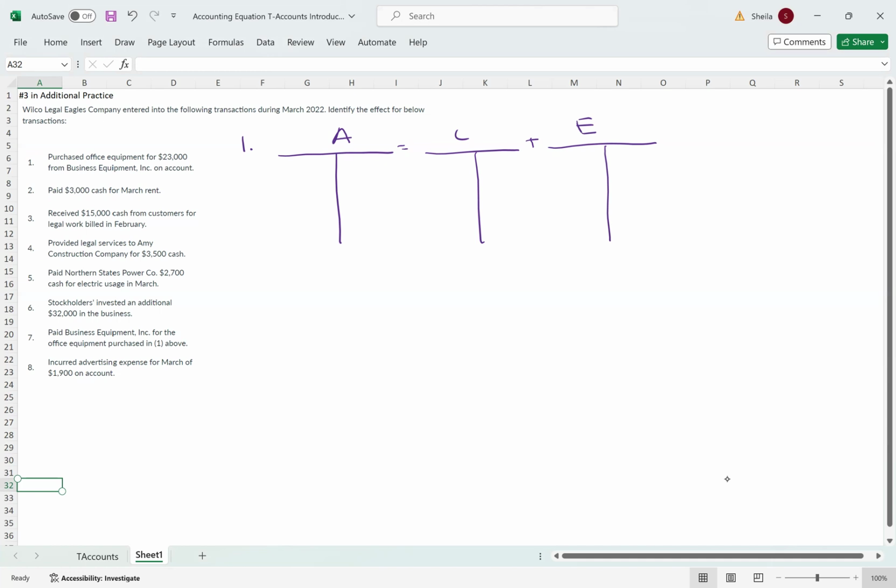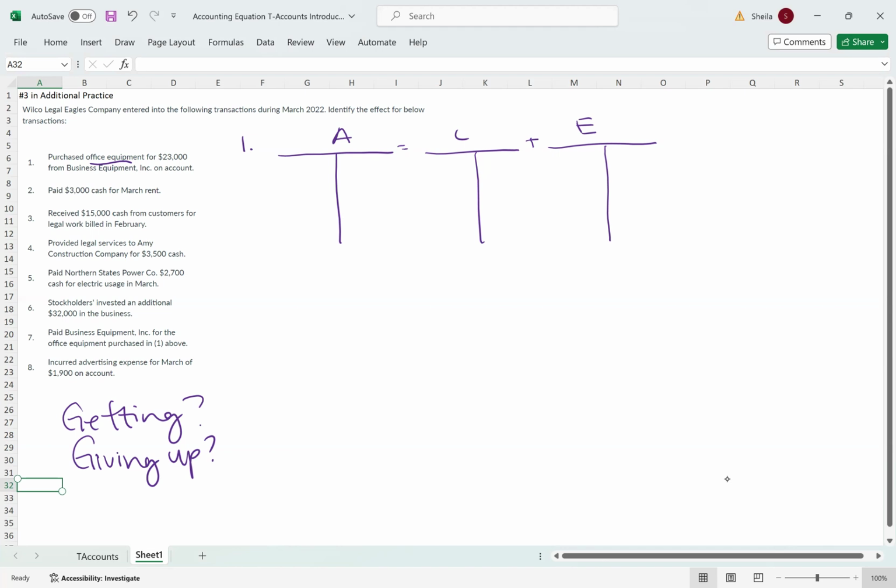So as we work through this, as you're looking at questions, let's remember the double entry system, identify at least two things that are happening. I'd like to ask, what are we getting? What are we giving up? Okay, two questions just to start with. So number one, purchased office equipment for $23,000. Well, we're getting office equipment in the amount of $23,000.